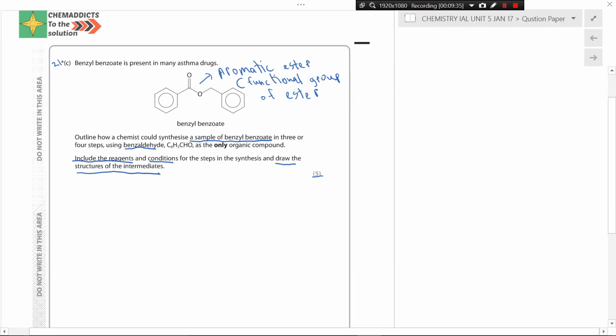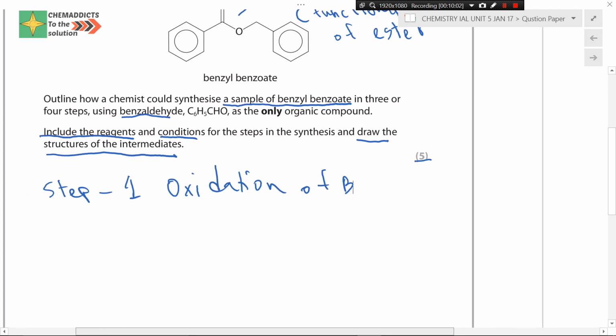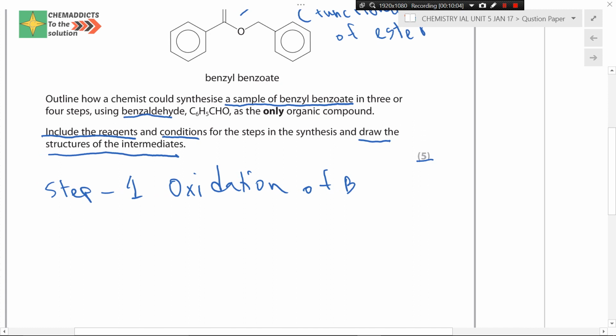So now let's discuss this question. Here, step 1 would be oxidation of benzaldehyde. Let me zoom in on this a little bit. So in step 1, oxidation of benzaldehyde.